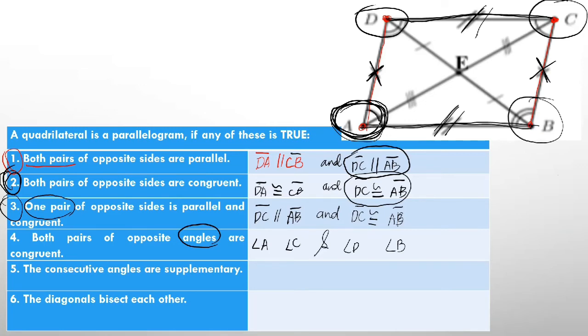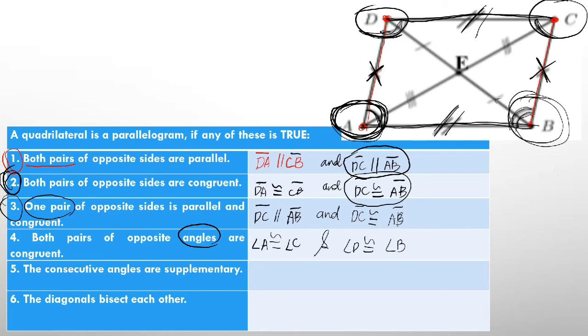Okay? So, therefore, it is congruent. Angle A is congruent to angle C. Kung nakikita nyo, napapagsama-sama na natin yung mga symbols natin. Okay? Next pair natin. Angle D, ang opposite side niya is angle B. Then, we have this symbol ng angle, which is 2. Then we can say that this is congruent. So, angle D is congruent to angle B. Okay? So, therefore, both pairs of opposite angles are congruent.